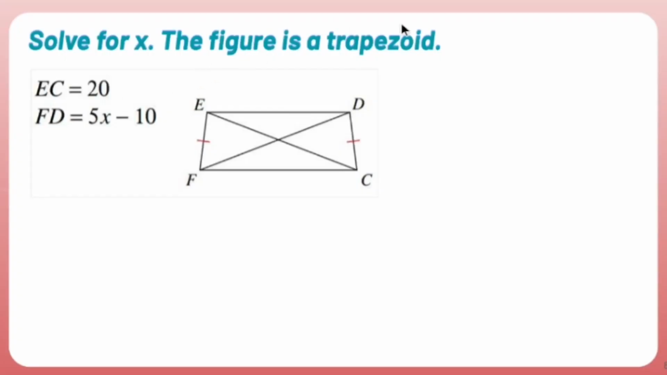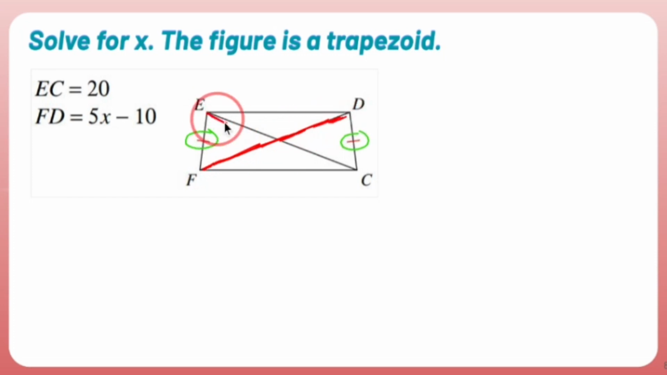Solve for x, the figure is a trapezoid. Actually, let's be a little bit more specific. See how these guys are congruent? This figure is an isosceles trapezoid. And the rule for isosceles trapezoids is not only do they bisect each other, but the diagonals are actually congruent.